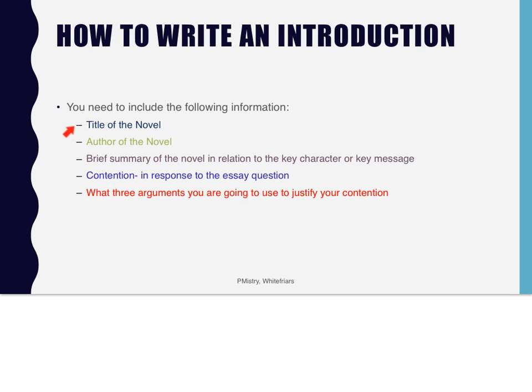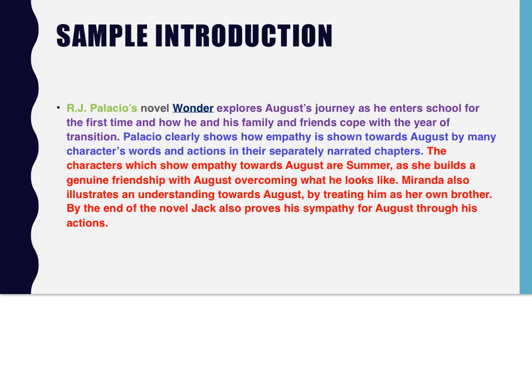And your introduction, again, like with the paper planes, includes the title, author, a brief summary of the key character and maybe key message of the book, your contention, which we just saw a moment ago, and your 3 arguments that you are going to use to justify your contention. So here is how the introduction looks. We have our author and the title, and a little bit about the story. It explores August's journey as he enters school for the first time and how he and his family and friends cope with the year of transition.